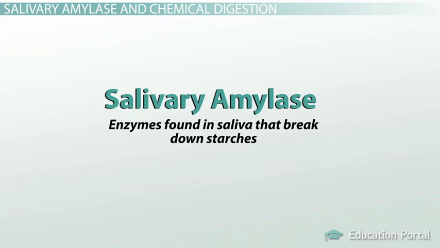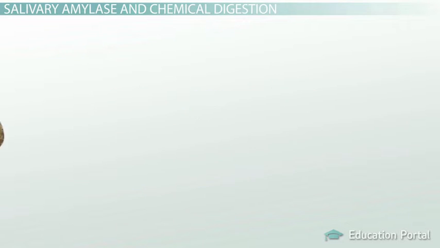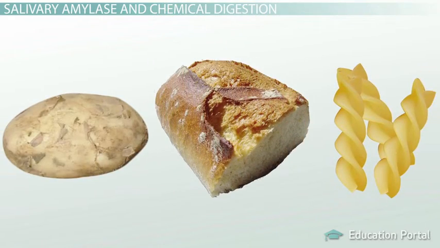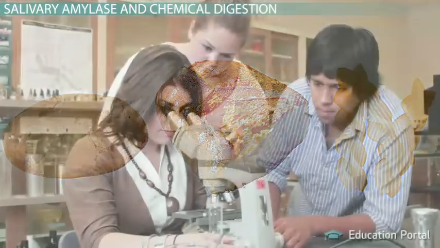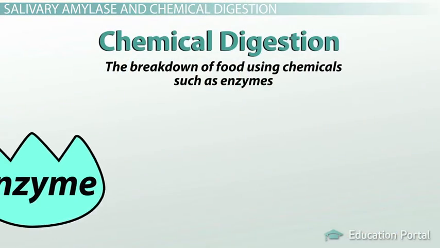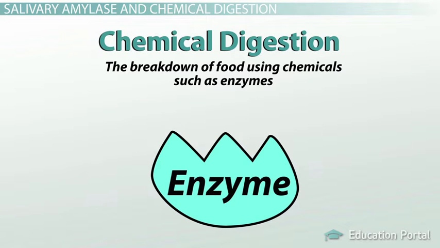As we had mentioned, there are enzymes found in saliva that break down starches. These enzymes are called salivary amylase. In normal everyday life, we think of starches as foods such as potatoes and bread and pasta. But in a science lab, we think of starches as a type of food made up of many sugars that are linked together. Salivary amylase starts to break the links that hold these complex sugars together, essentially breaking them into simple sugars.